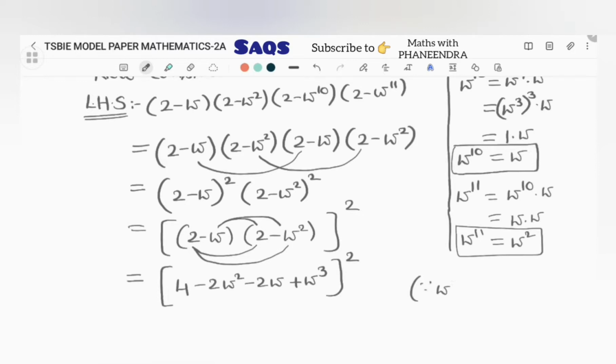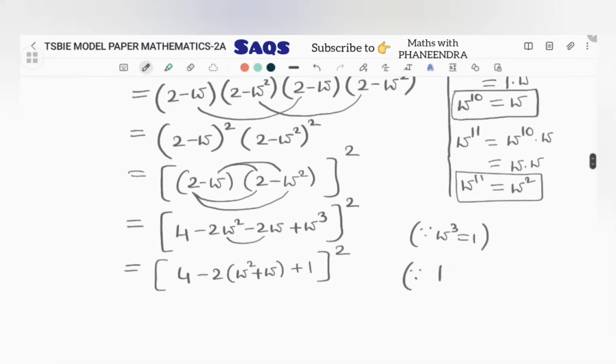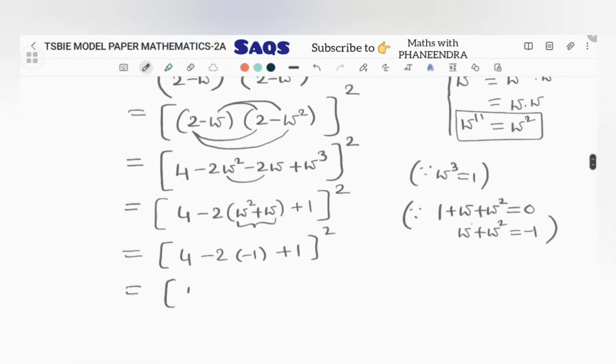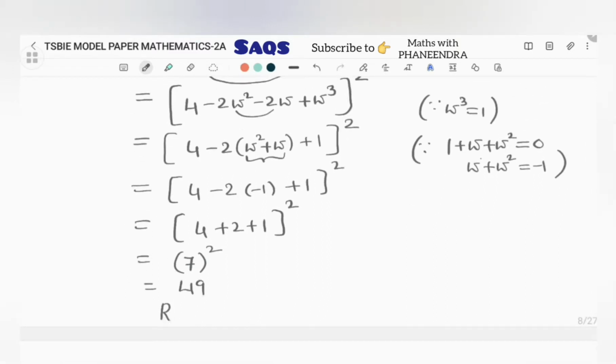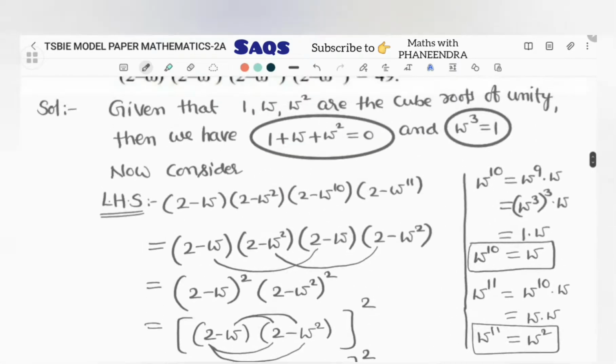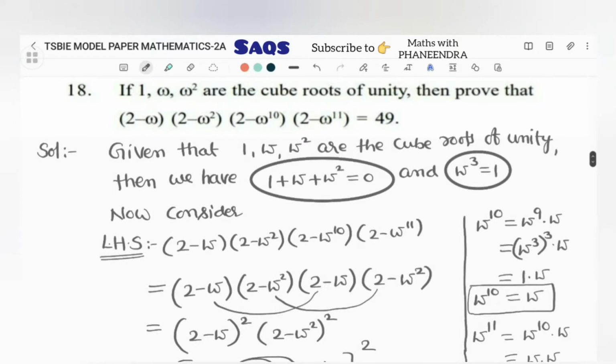We know that omega cube is equal to 1. So 4, from these two, minus 2 take common, omega square plus omega plus 1 whole square. Since 1 plus omega plus omega square is equal to 0, omega plus omega square is equal to minus 1. So in place of omega square plus omega, replace with minus 1. 4 minus 2 into minus 1 plus 1 whole square. Which is equal to 4 plus 2 plus 1 whole square. That means 7 square, which is equal to 49, which is the required RHS. So they are asking to prove this result, dear students. So slowly you can understand that.